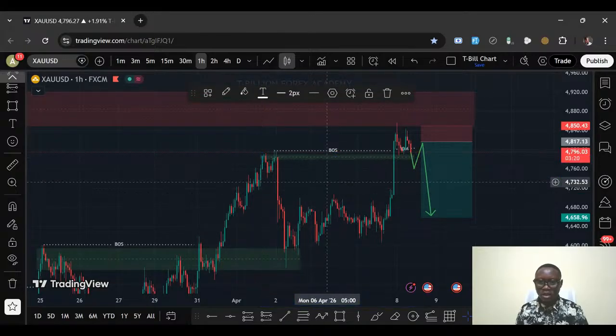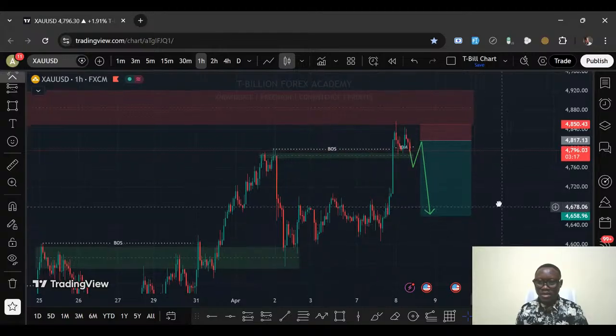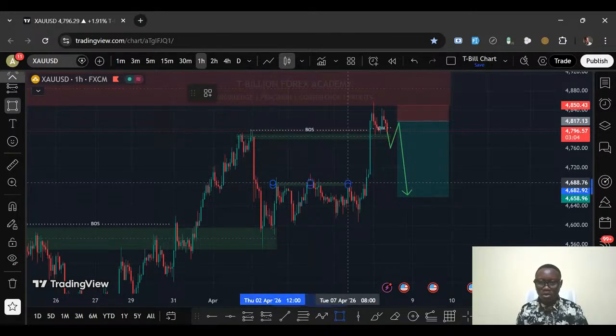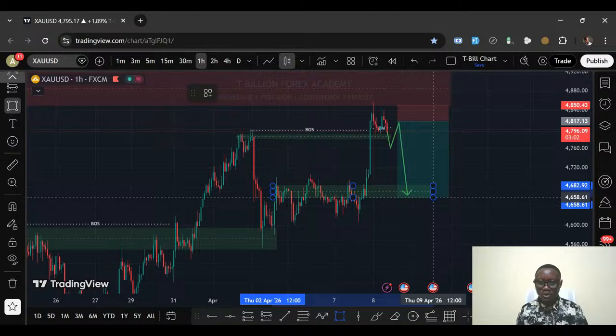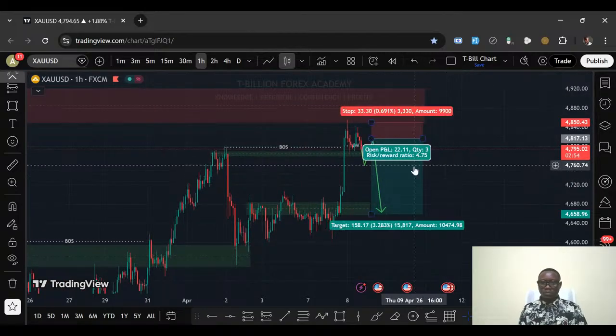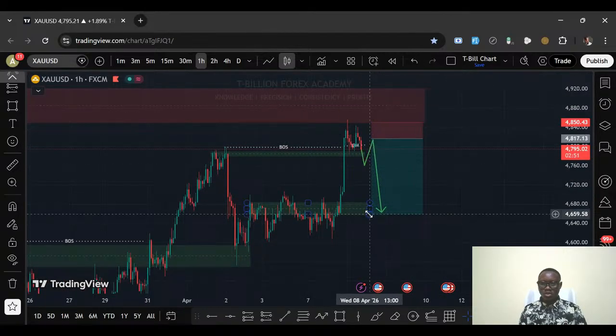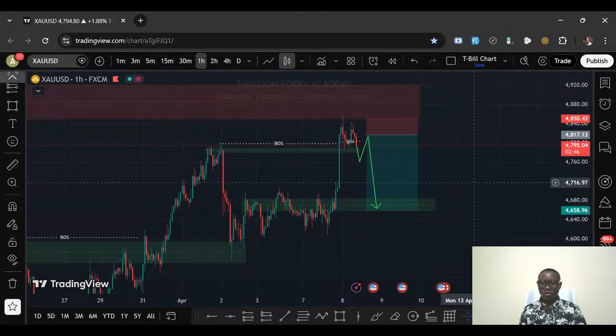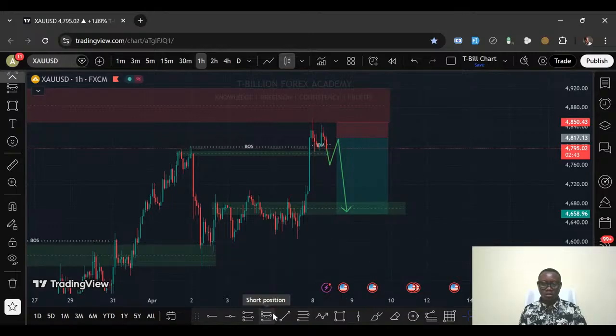So let's take it out and we'll wait for price at this zone. This is where we're going to be buying gold. So you can sell gold to this zone, then buy at this zone. Let's put it right here. So we're going to be buying gold right here.